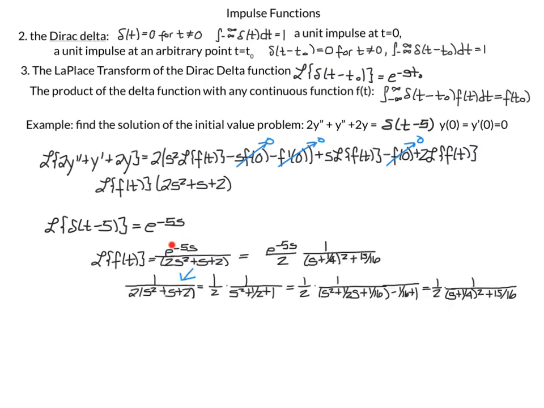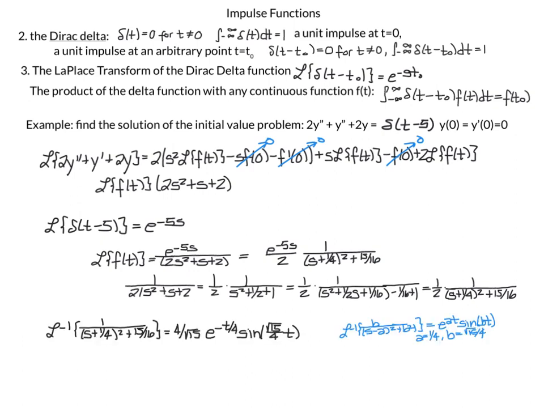I did some algebraic manipulation here. First, I considered my 1 over my denominator, 2s squared plus s plus 2. And you can verify the algebra here, but once I got to this fraction, I pulled out my e to the minus 5s and put it over 2, and then I kept this portion, 1 over s plus 1/4 squared plus 15 over 16. And you can guess why I did this, and that's because I can look up the inverse Laplace of each of these. First, I focus my attention on this portion of my function.